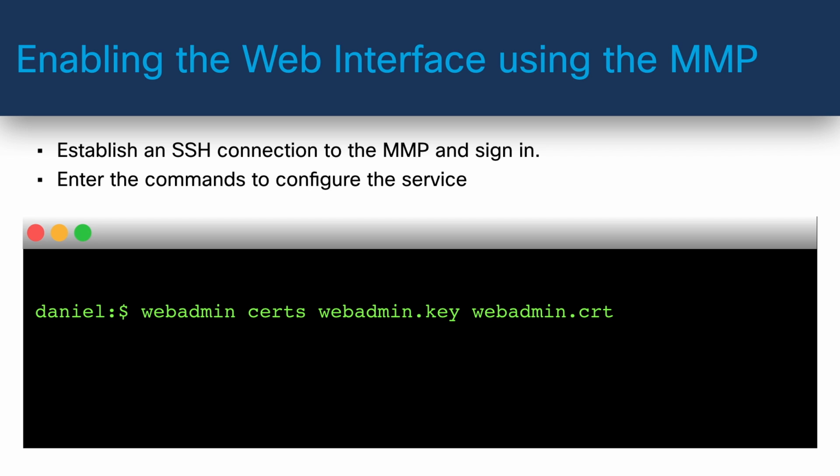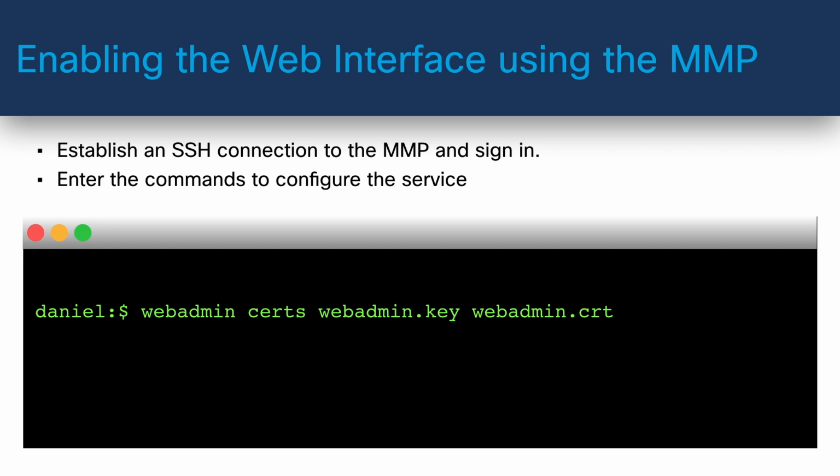And in the Cisco Meeting Server, there are a series of commands that you have to enter for each service that you want to enable. So to do this, you first need to establish an SSH connection to the MMP and sign in, and then you'll enter the commands. Now, this example here shows how we'd enable the web admin service. Remember, the web admin service is a service that allows you to access the web interface.